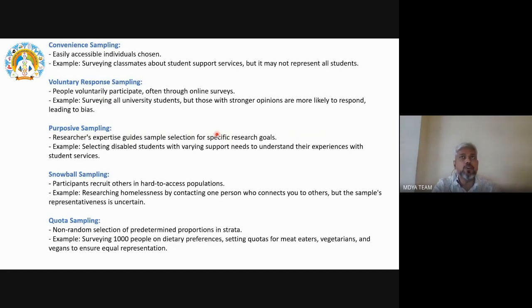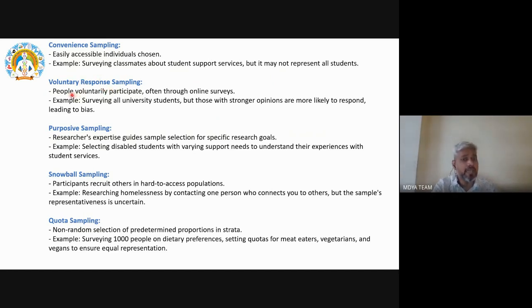There are different types of non-probability sampling. What are these? Convenience sampling, voluntary response sampling, purposive sampling, snowball sampling, and quota sampling. So convenience sampling is where easily accessible individuals are chosen. It is very simple. Example, surveying classmates about student support services, but it may not represent all students. So it is on your convenience. So it has the name of convenience sampling.